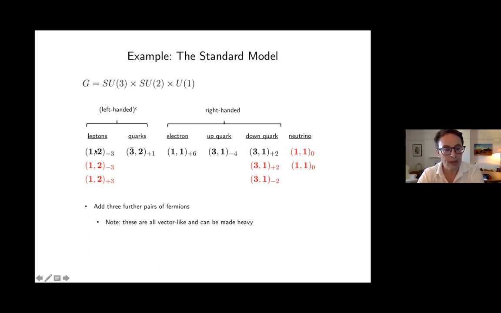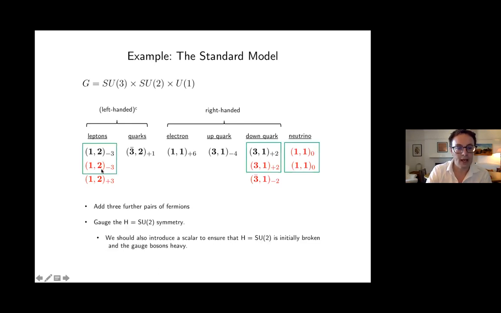Step number 2 is to notice that having added these extra degrees of freedom, there are some objects that appear twice. Everything in the green box appears twice, which means that in adding the extra degrees of freedom, I've introduced the possibility for a new SU2 symmetry. So I'm going to call this new SU2 symmetry H to distinguish it from the weak force that sits in the standard model. Importantly, you can check that H has no mixed anomaly with hypercharge, which means that both are simultaneously good symmetries.